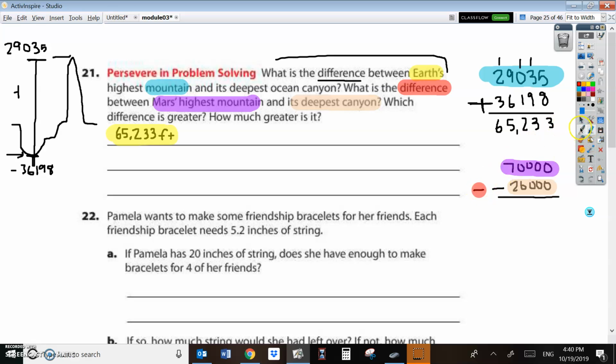Okay? And we've been practicing. Subtracting a negative is like adding a positive. 96,000. So that's Mars. The difference for Mars is 96,000. And then we need to figure out which difference is greater. So Mars has a greater difference.